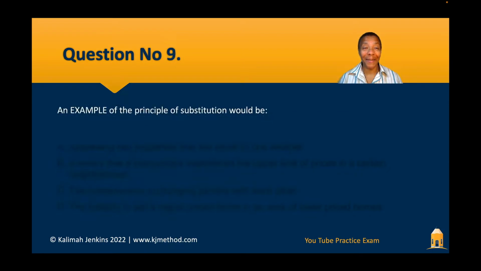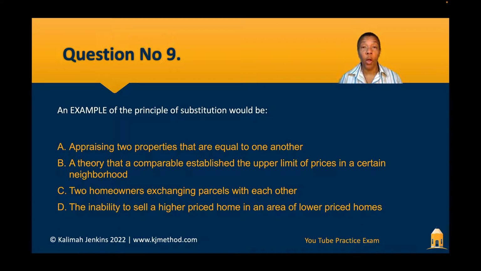Number 9, an example of the principle of substitution would be, let's see what we have. Appraising two properties that are equal to one another. A theory that a comparable establishes the upper limit of prices in a certain neighborhood. Two homeowners exchanging parcels with each other. The inability to sell a higher price home in an area of lower price homes. What do you think?